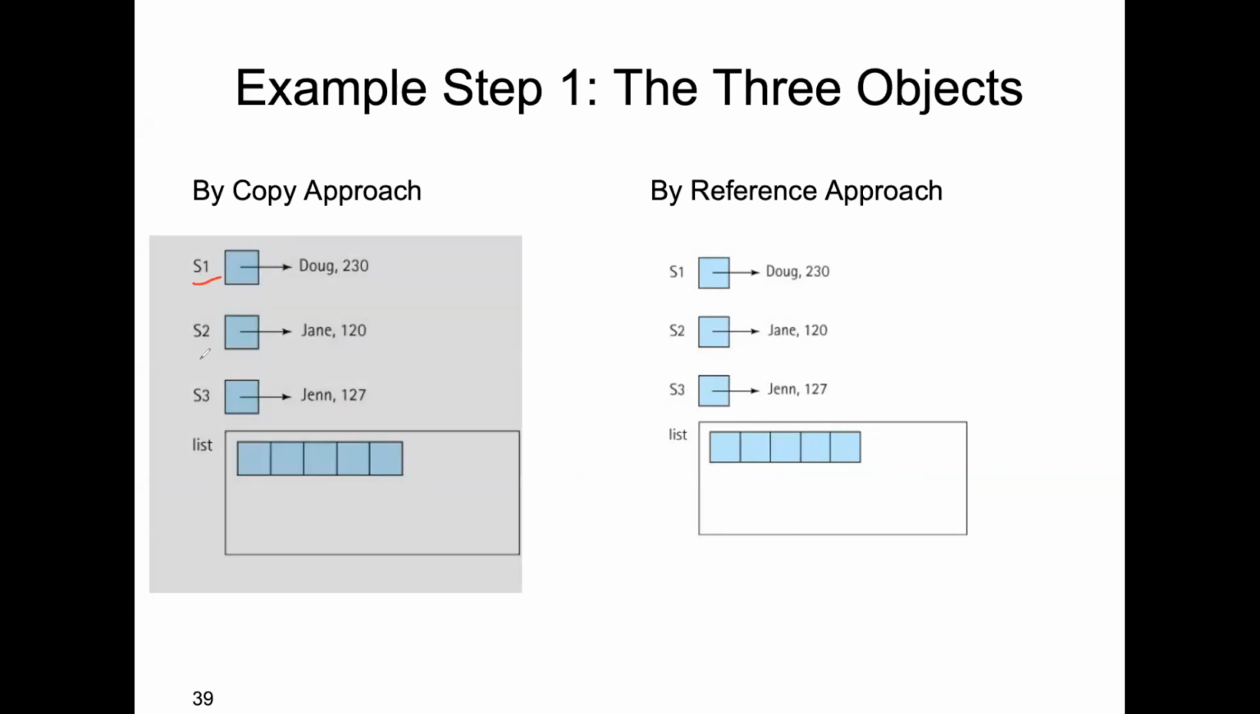We have 3 objects, S1, S2, and S3 on both sides. They're both the same. And we have an underlying data structure called a list for both. Doug has a weight of 230 pounds, Jane 120 pounds, Jen 127 pounds. These 3 objects are the same. Let's add these objects into the list respectively in the next slide.